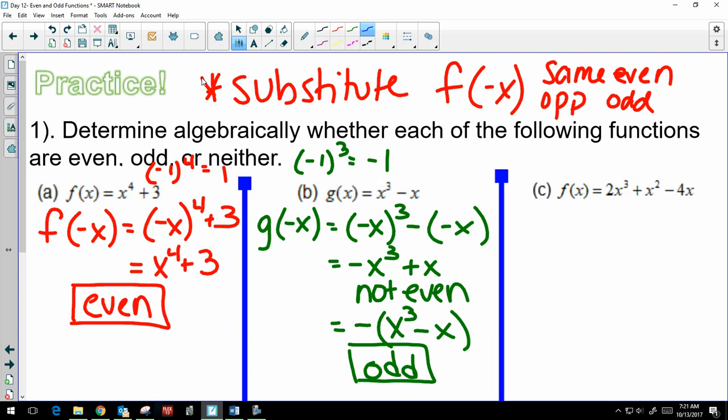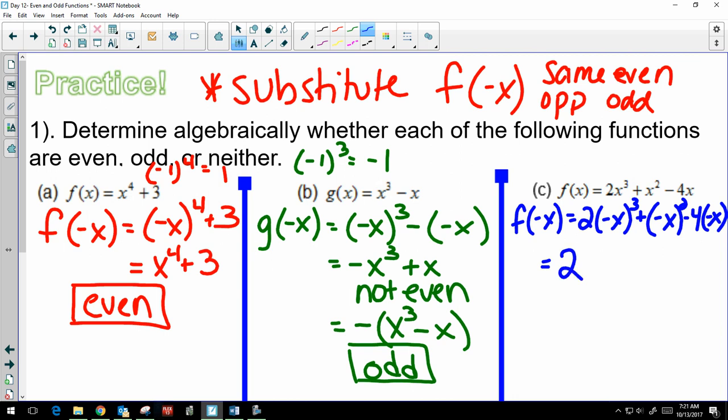And then lastly, f of x equals 2x cubed plus x squared minus 4x. So once again, I'm substituting in a negative x. So I'm going to get 2 and a negative x cubed. So I'm going to put the negative in front of the 2. So negative 2x cubed. A negative to an even power is a positive, so plus x squared. And then a negative 4 and a negative x is a positive 4x.